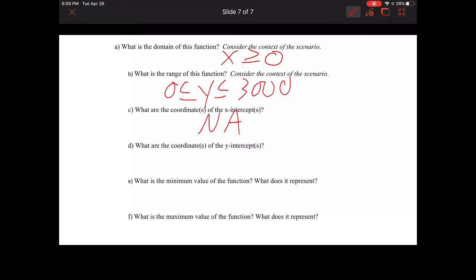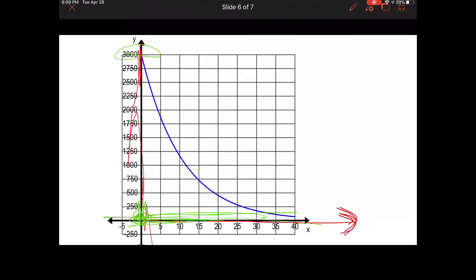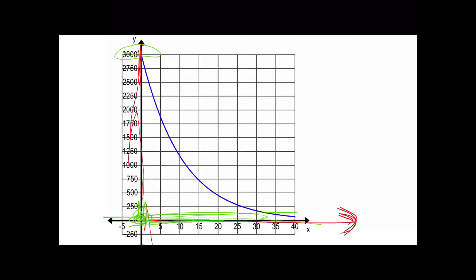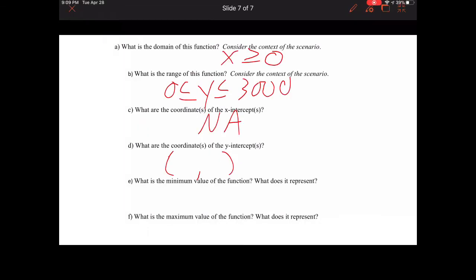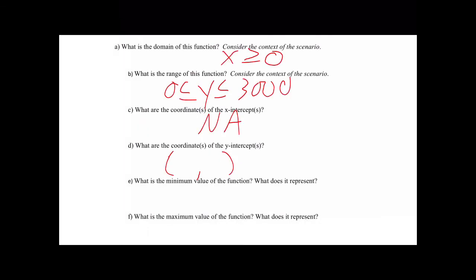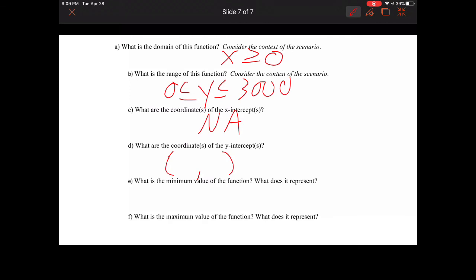The y-intercept, when we look at the y-intercept, that we know is 0, 3,000. It says it right there, right? Right there. Oh, give me a little pen here. Right there, 0, 3,000. So that's what we're going to write. 0, oh, don't have my pen written. There we go. 0, 3,000.